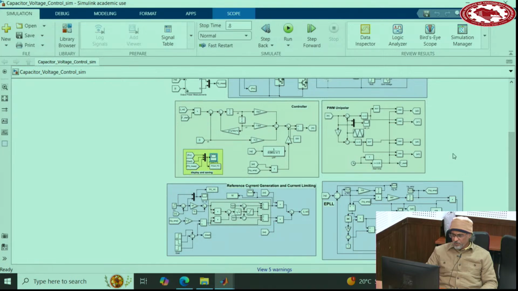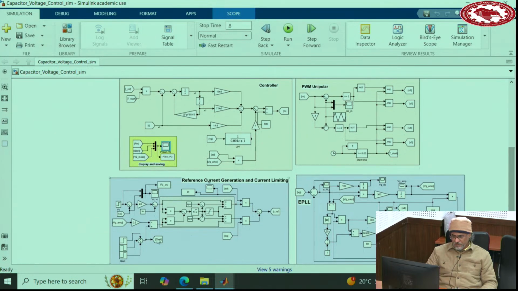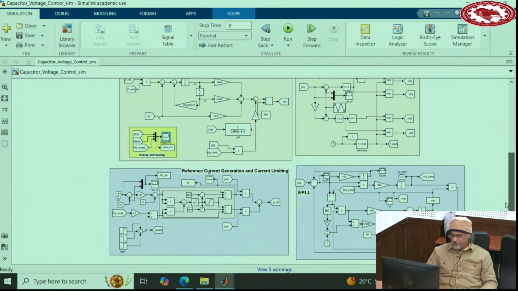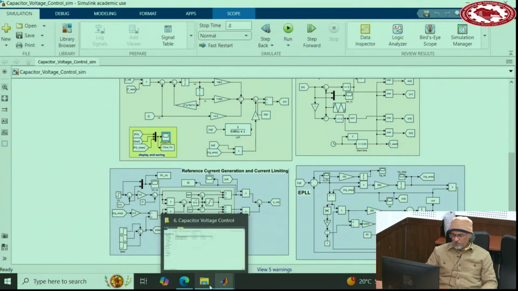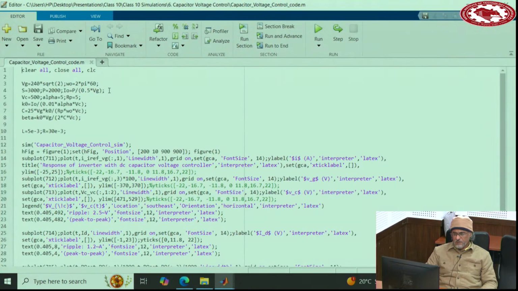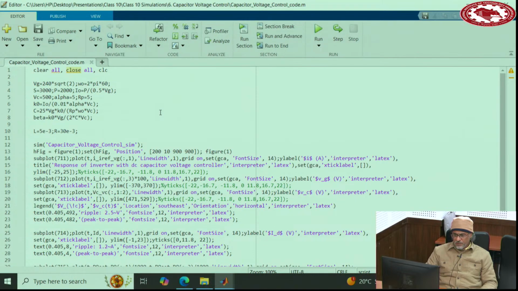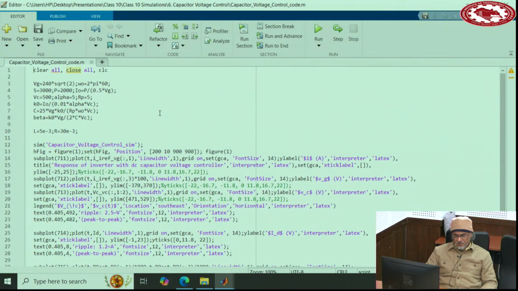So the control part, pretty much what we had before. This is the PWM part. This is the current controller and the limiting is here, and the PLL. All right. I opened the code. I think I opened the code, but maybe that was it. All right. The code is also here, but I don't think we need to run it because already this code basically runs the simulation file.